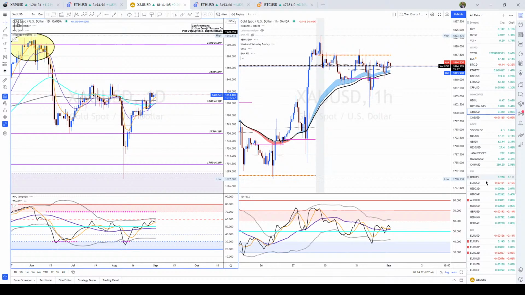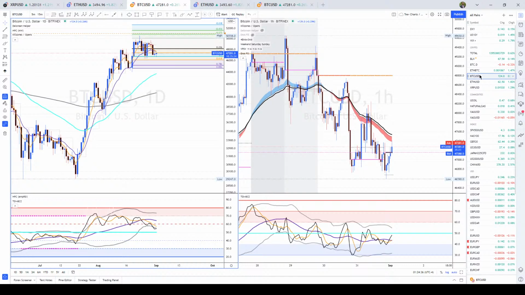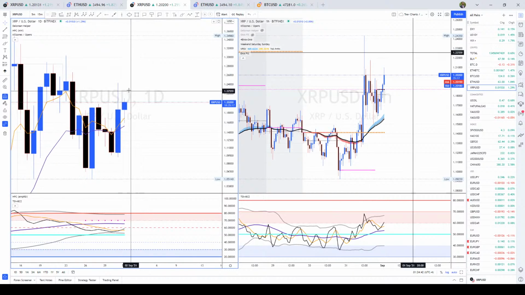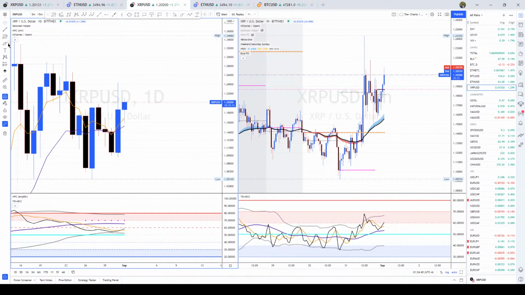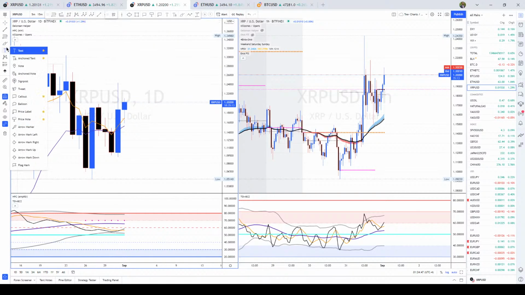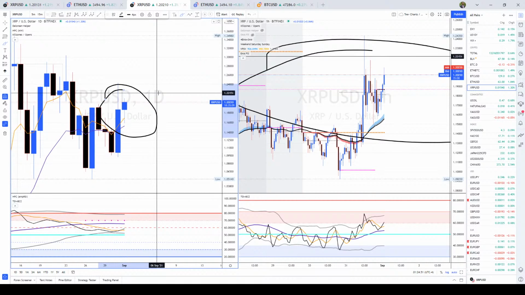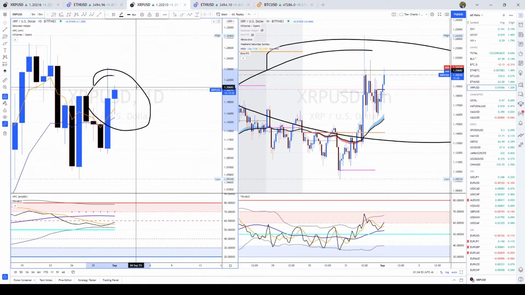Where's rainfall? Here we go. Bitcoin having slower gains. XRP is finna, man, look at this daily. You see this daily opening right here? This is a hint. He's telling you that it's finna blow. How you would actually trade that, right?